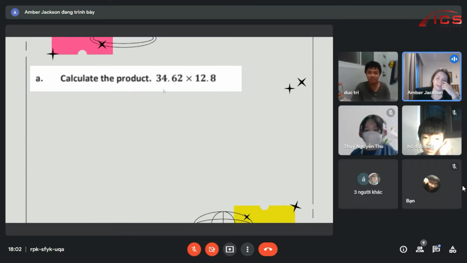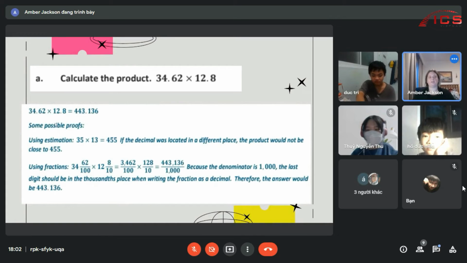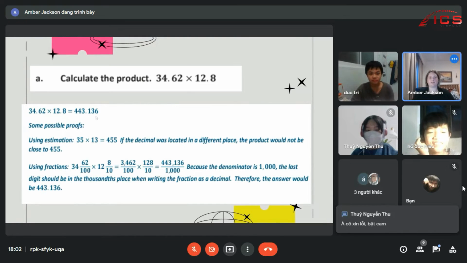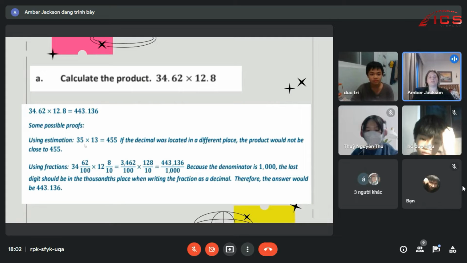All right, so what we're doing is we're multiplying these two together. So it's just like regular multiplication, except we have to make sure to keep track of where the decimal is. So let's do this one together. When you multiply 34.62 times 12.8, we get a total of 443.136.